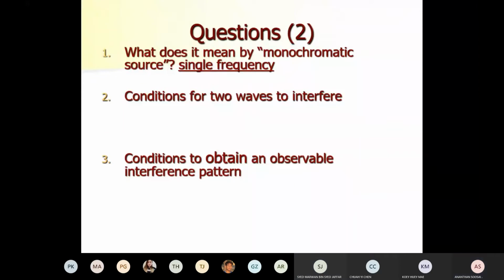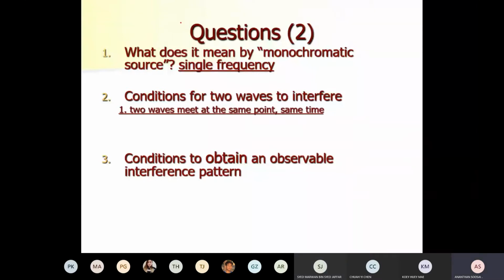What does it mean by monochromatic source? A type of source only made of a single frequency is called a monochromatic source. Normally, a laser pointer is a monochromatic source. Laser is always made of one type of wavelength. Now, the light bulb you have in your house, is it a monochromatic source? It's not, right? Because it gives out white light made of how many colors? Seven wavelengths, right? So it's not a monochromatic source. Monochromatic source means made of one single wavelength.